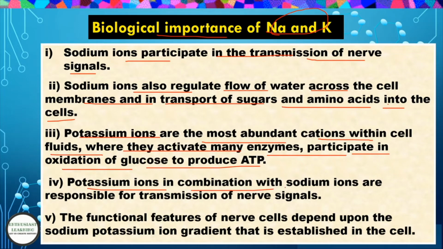Potassium ions in combination with sodium ions are responsible for transmission of nerve signals. The functional features of nerve cells depend upon the sodium-potassium ion gradient that is established in the cell.